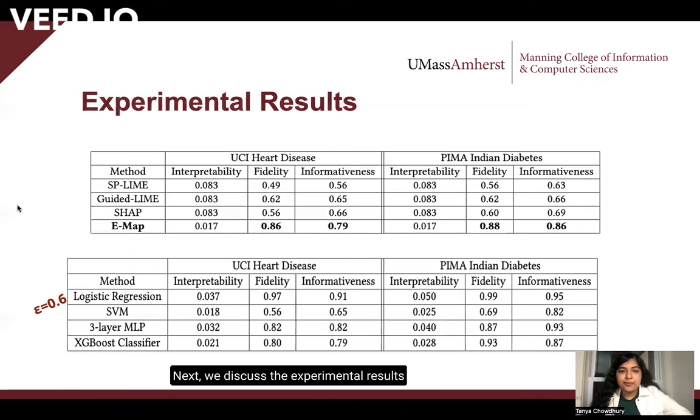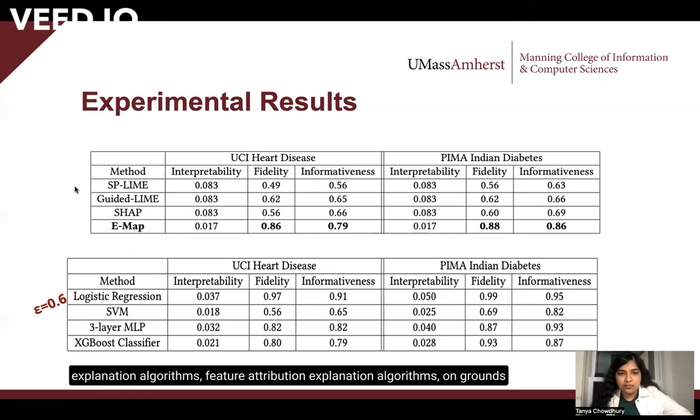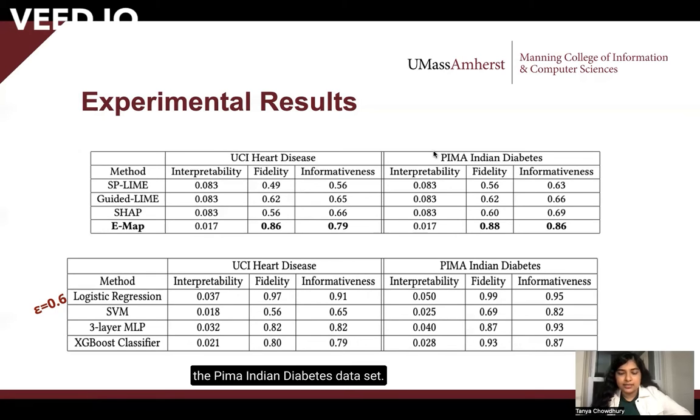Next, we discuss the experimental results for our first set of experiments. We first compare the performance of the 4 feature attribution explanation algorithms on grounds of interpretability, fidelity, and informativeness on both datasets, the UCI heart disease dataset and the PIMA Indian diabetes dataset. What we observe is that Equi-explanation maps outperform the other 3 explanation algorithms on grounds of fidelity and informativeness on both datasets. However, it gives largely subpar performance on grounds of interpretability on both datasets.